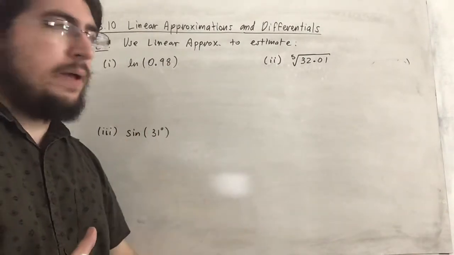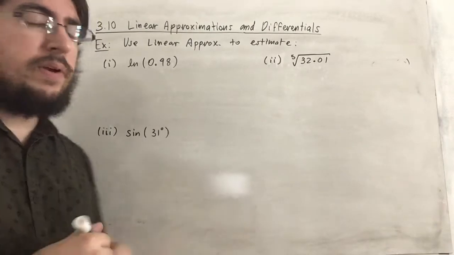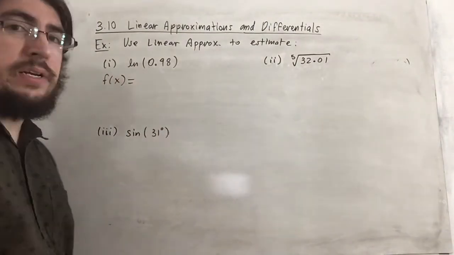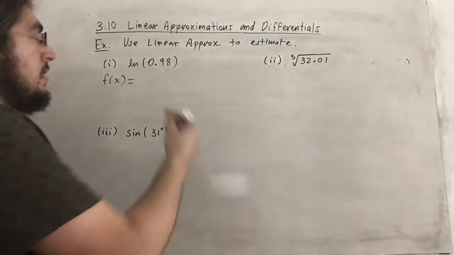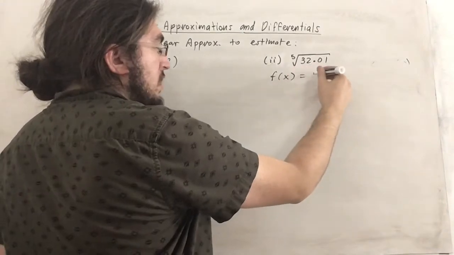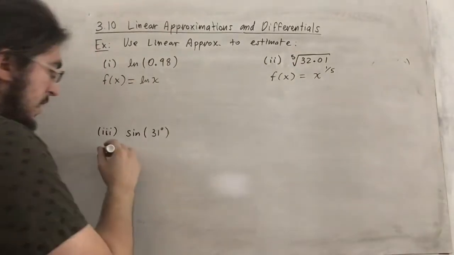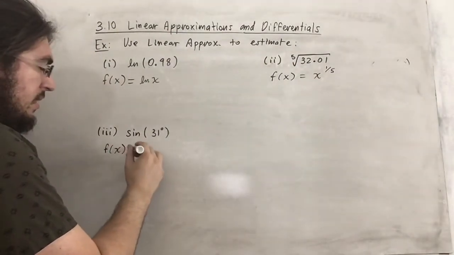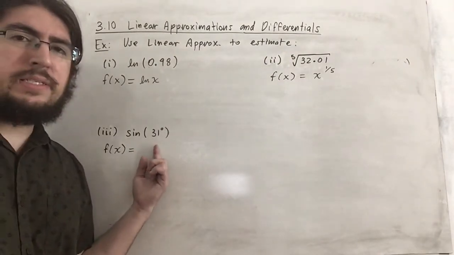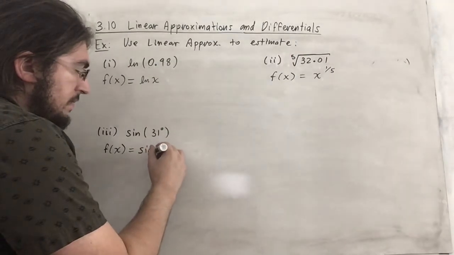So first off, let me do them all simultaneously, but first we need to figure out what their functions will be. Again, the function is just the main operation, ignoring the number, replacing the number with x. So in this case, ln of x. In this case, it's going to be the fifth root of x, which I'll write as x to the 1/5, of course. And here f of x is going to be sine of x. There's a little bit of an issue here. The issue I'm having is that this is in degrees. We'll deal with that shortly, but right now let's just write this as sine of x.